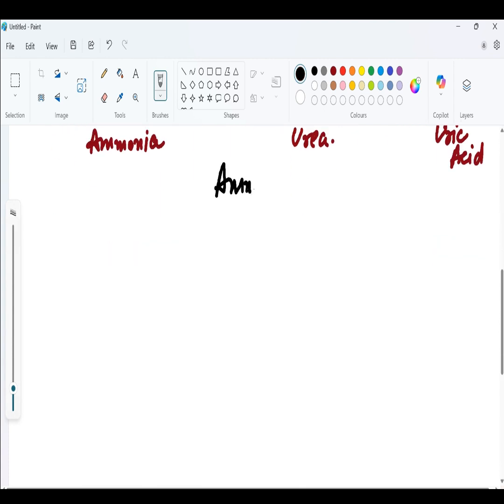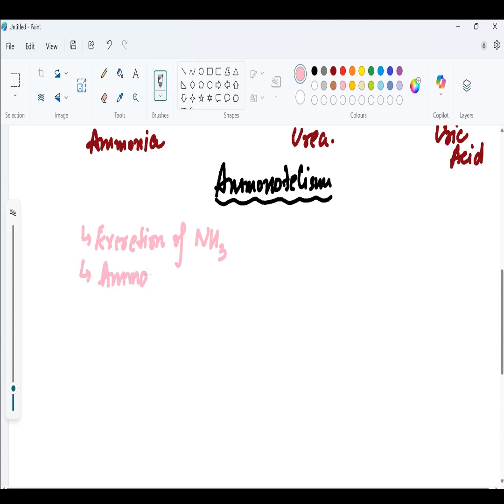If we have to define it, simply we can say it is the process of excretion of ammonia, that is NH3. What kind of animals excrete ammonia? The animals that excrete ammonia are simply called ammonotelic animals. We also have to understand examples of ammonotelic animals. So in this, it will have aquatic invertebrates.